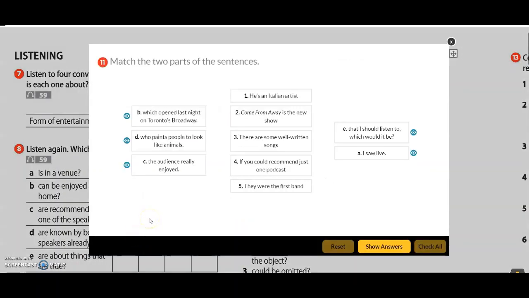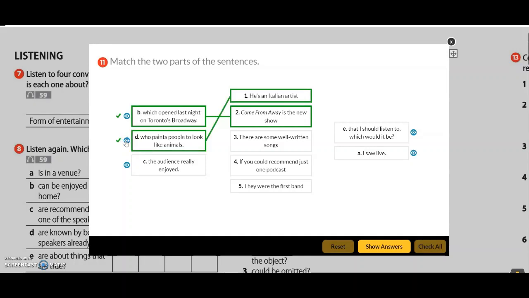Okay, guys, so let's check the answers. I hope you already have them answered, and we will check them if you have them correct, okay? So let's go to letter B. Which opened last night on Toronto's Broadway? Which of these is the correct one? Let's check it. Number 2, come from away is the new show. Let's go with letter D. Who paints people to look like animals? And the correct answer would be he's an Italian artist.